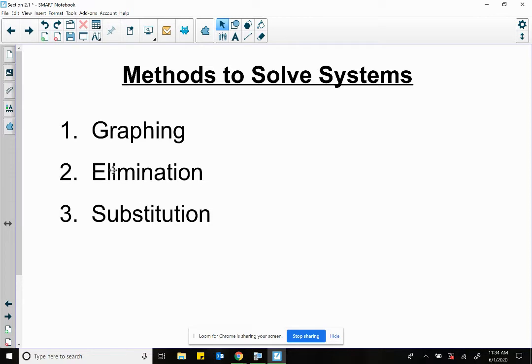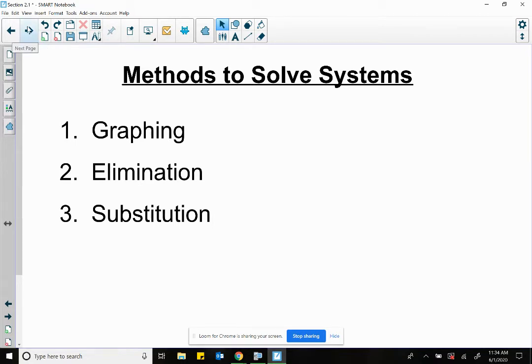And then elimination and then substitution. Both of these you learned in Algebra 1. So this is 2.3 and substitution is 2.4. We've got these three methods, and these are the only methods we use to solve systems.